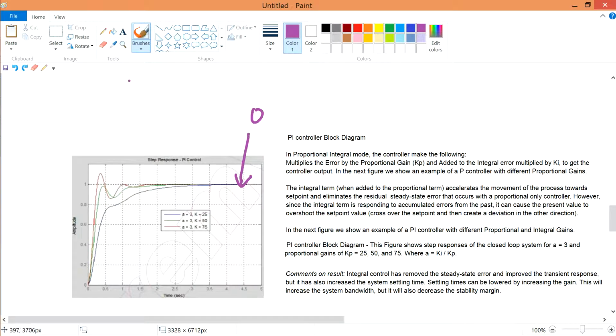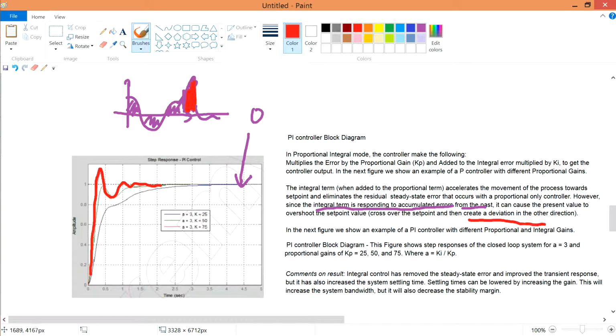But because you're talking about integration, meaning if you have some curve over here, you're going to integrate all this part. You may have some spikes, maybe sometimes it goes like this, and maybe the rest continues. This spike over here appears because the integral term is responding to accumulated errors from the past. If you accumulate this particular area that is pretty large, you're going to have such a big spike over here. And therefore this spike will cause a deviation in the other direction. I don't know which direction, but yeah.